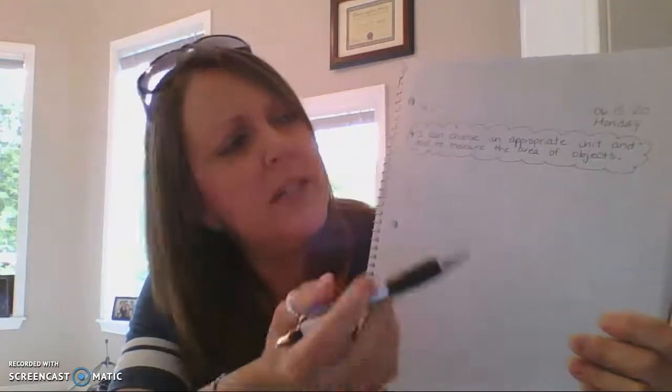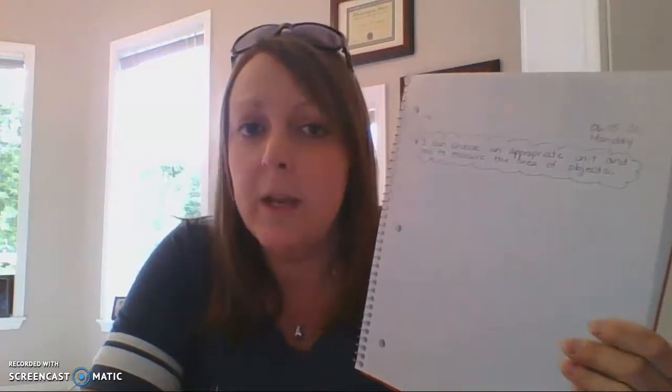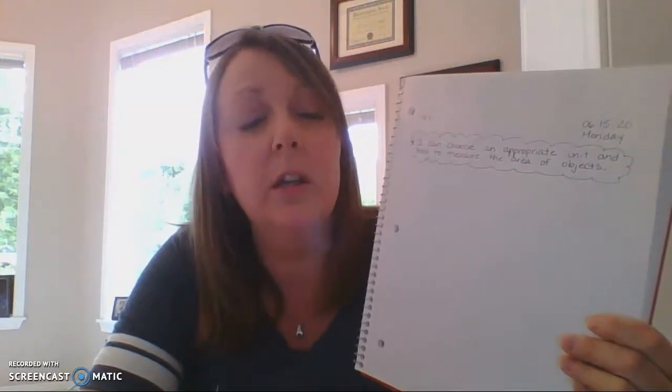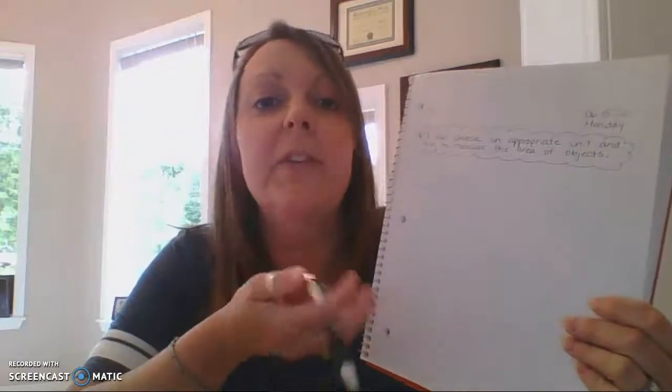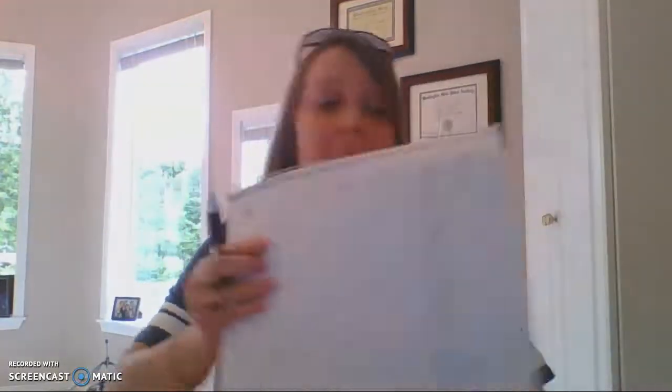Your learning target today is I can choose an appropriate unit and tool to measure the area of objects. When I say the word appropriate, that means I'm going to choose the right one, the one that makes sense. Units, don't forget, are things like feet, inches, centimeters, kilometers, miles. It's how we measure different objects so that everybody has the same measurement. And the tool is what you use. Now, I still went to school and I still don't have a ruler, so today I have my tape measure again.